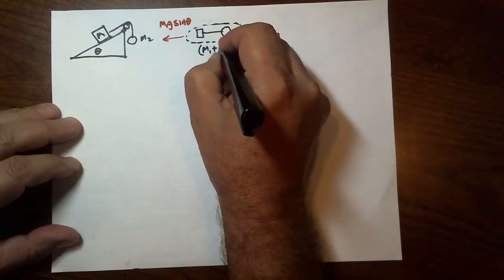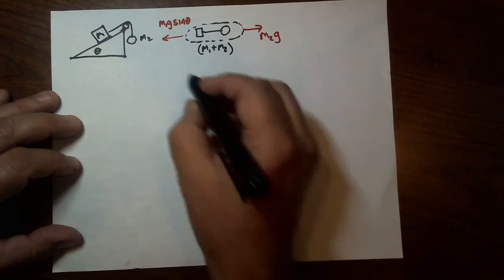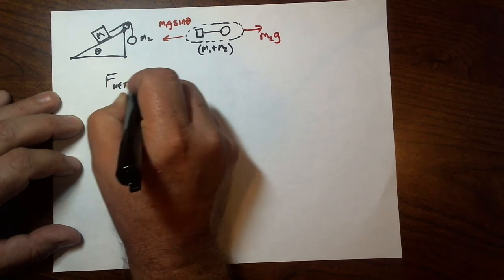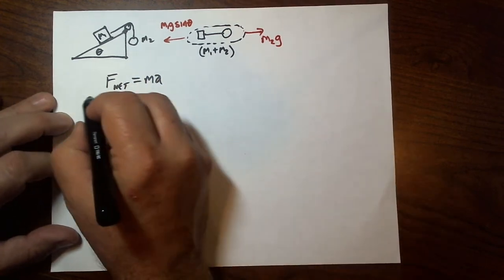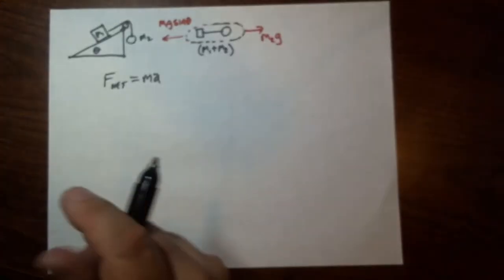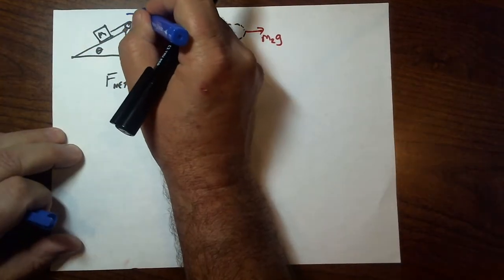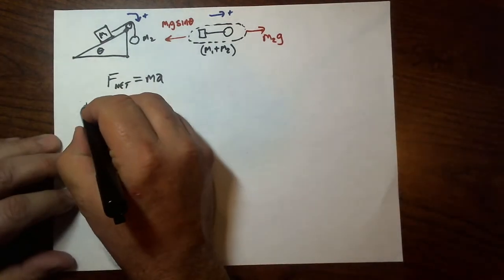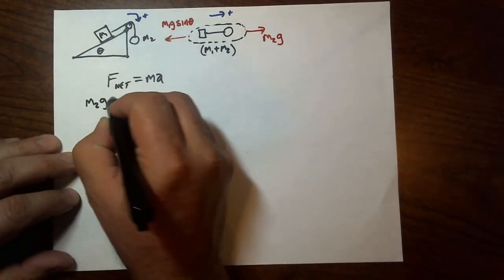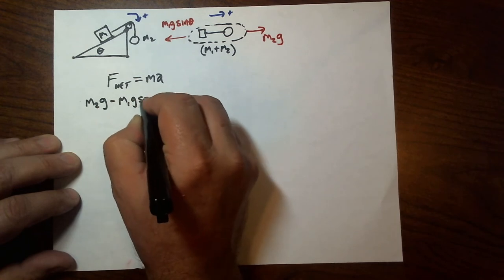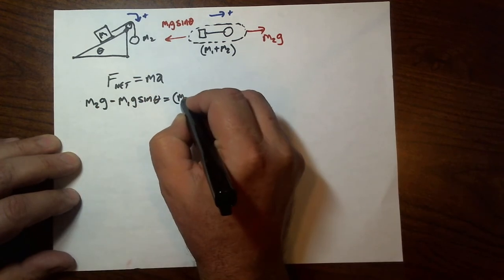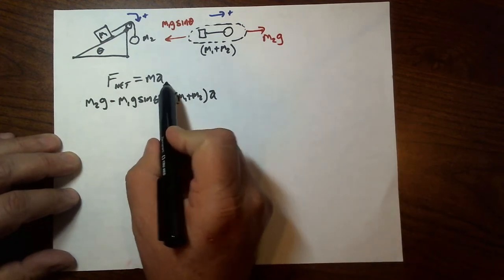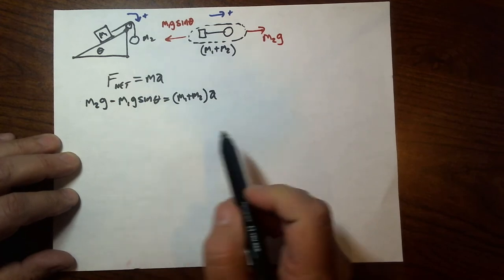is m1 plus m2. So, solving for the acceleration, we will say that F net equals m times a. The F net in this case, and I'm going to take this to be positive. That means this is positive direction. That means we put m2g first, and we subtract away m1g sine theta, and that's going to equal the combined mass m1 plus m2 times a. Remember, F equals m times a. For a compound object, you have to use the total mass.